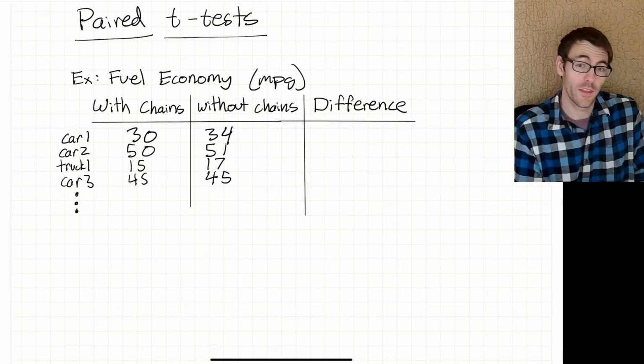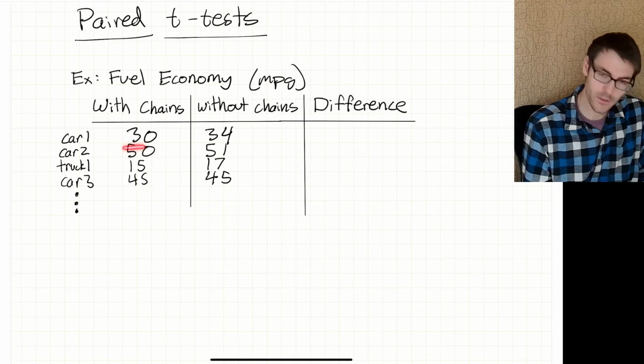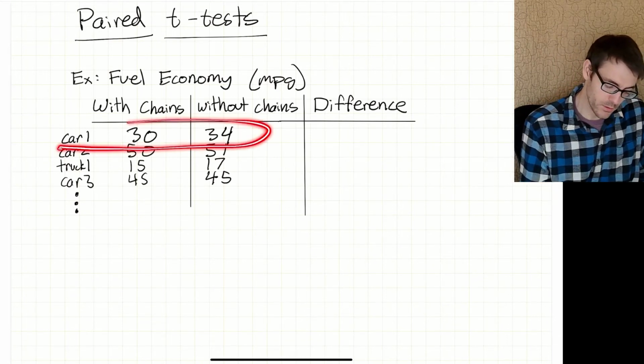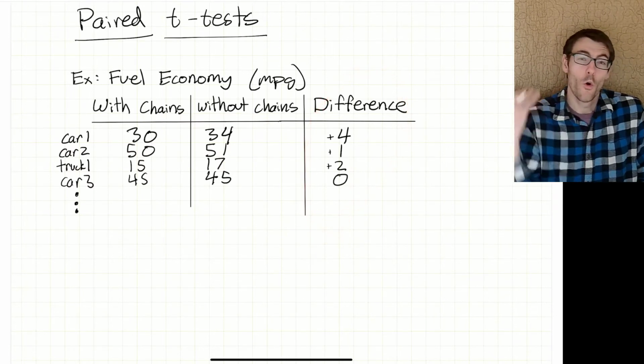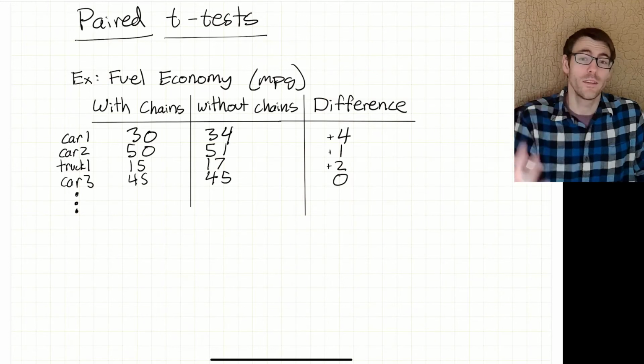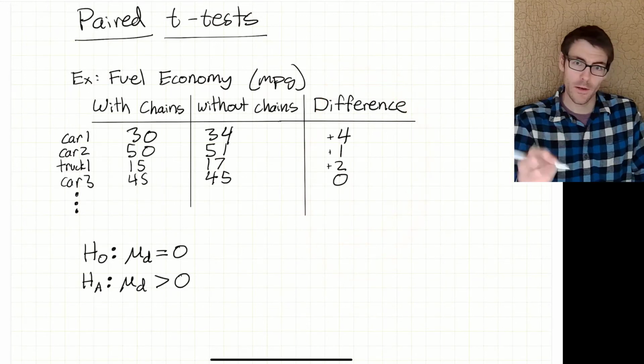So the way that we'll work with the data set like this is we will just calculate the difference for each of the individuals. So then once we have this difference column, we're basically just going to do a one sample t-test on these values. So here's what I mean by that.